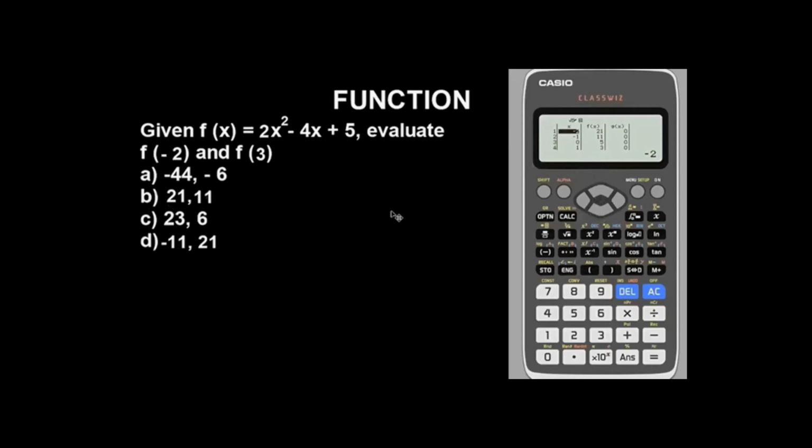So you just go down and check for when x is 3. When x is 3, guys, our f of x is what? 11. So our answer is option B.